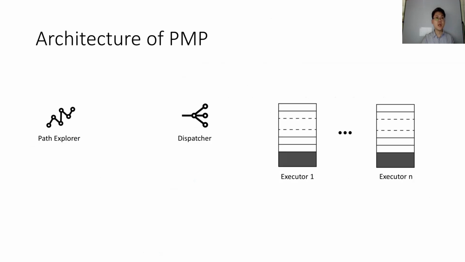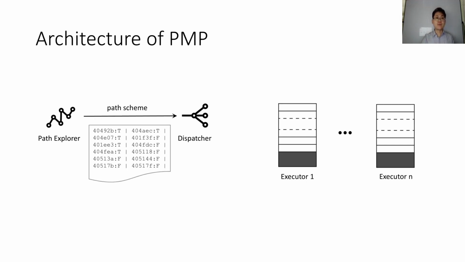Now we are going to introduce our work PMP. PMP consists of three components: the path explorer, the dispatcher, and executors. Given a target binary, the path explorer systematically generates a sequence of branch outcomes to enforce, including the pieces of the conditional instructions and their true or false values. We call it a path schema.